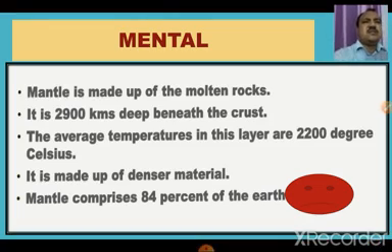The next layer is mantle. Mantle is made up of molten rocks. It is 2,900 kilometers deep beneath the crust. The average temperature in this layer is 2200 degrees Celsius. It is made up of denser materials. Mantle comprises 84% of the earth volume. So the maximum portion of our earth comprises the mantle, that is 84%.